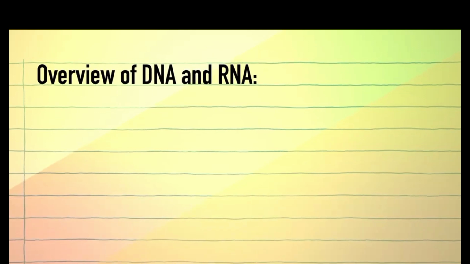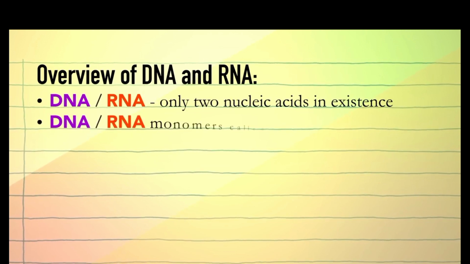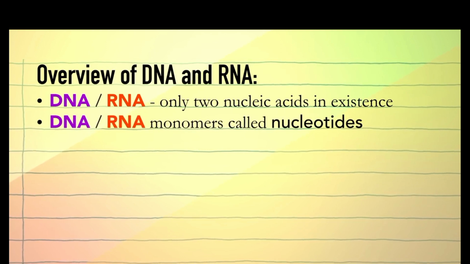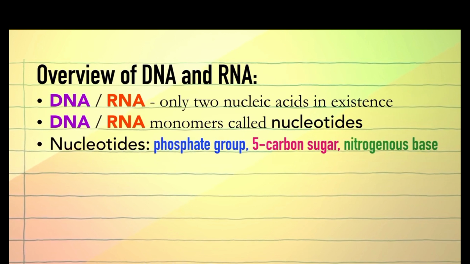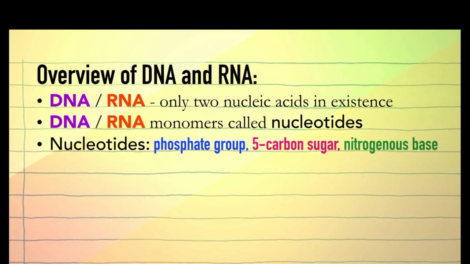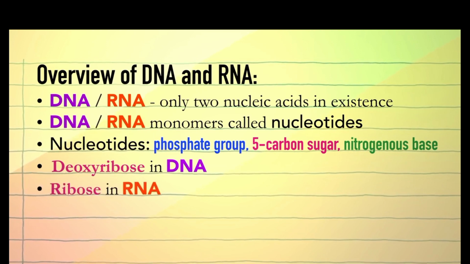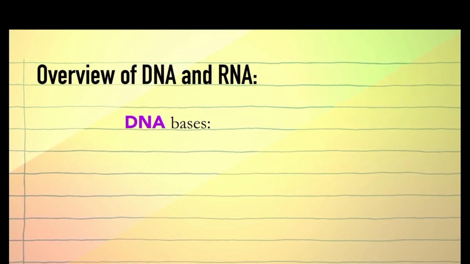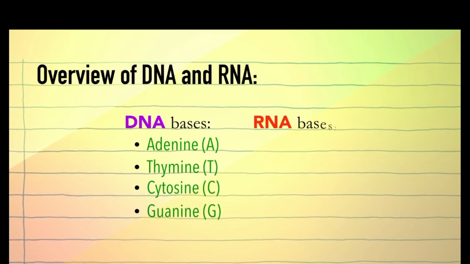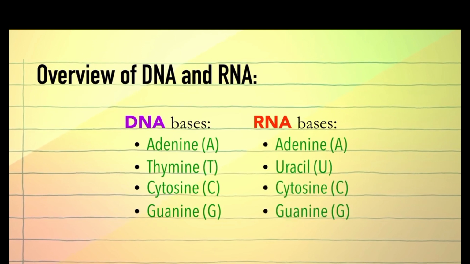To sum up, DNA and RNA are the only two nucleic acids that exist. Both DNA and RNA are built from nucleic acid monomers called nucleotides. Nucleotides always contain a phosphate group, a 5-carbon sugar, and a nitrogenous base. Deoxyribose is the sugar in DNA, and ribose is the sugar in RNA. The nitrogenous bases in DNA are adenine, thymine, cytosine, and guanine. The nitrogenous bases in RNA are adenine, uracil, cytosine, and guanine.